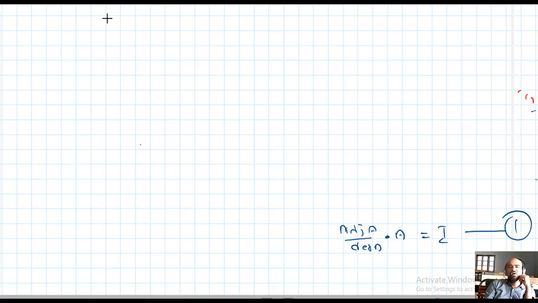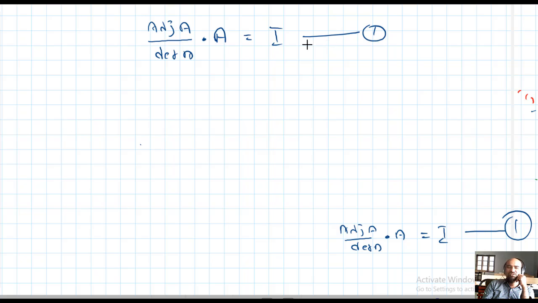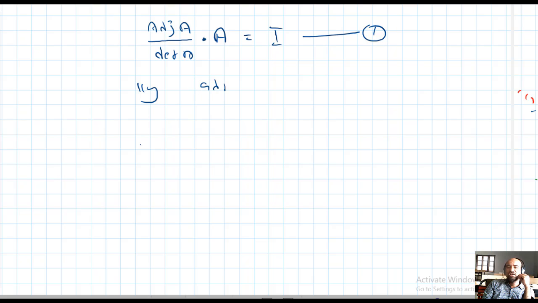Students, what you got, again I want to write here: adjoint A by det A into A, we got I. This is taken as first equation. Similarly, what I did first, adjoint A into A, I got det A into A, no? Now find A into adjoint A.